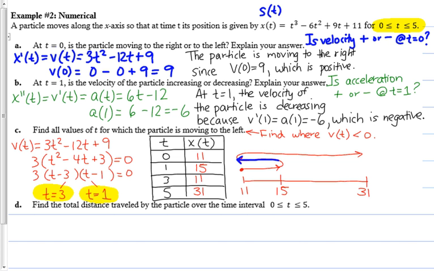So, the particle was moving to the right from here to here, right? It's moving to the right, and then all of a sudden, it went from 15 back to 11. So, to answer my question, find all values of t for which the particle is moving to the left. I'm going to write it out as a sentence just in case we need it later. The particle is moving to the left for the interval from 1 to 3, because this is where v of t, which is my velocity, is less than 0. And I'll write that down now. Alright, so there's my explanation.